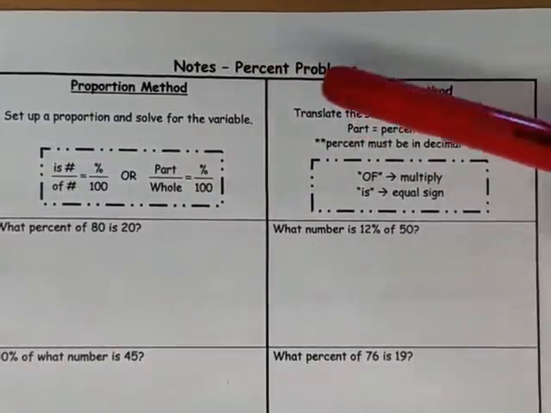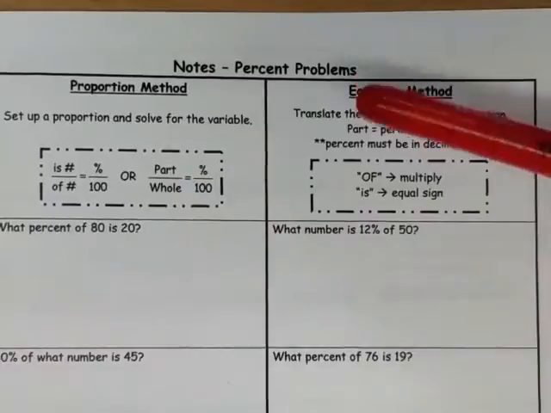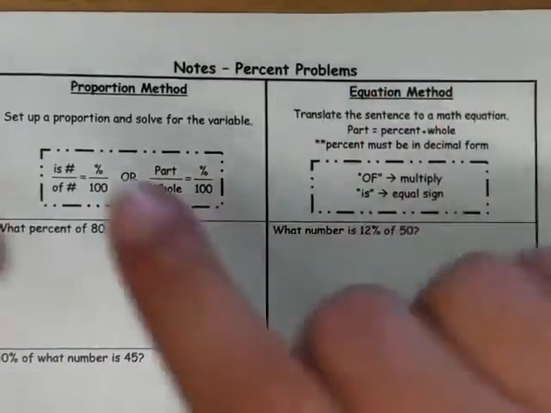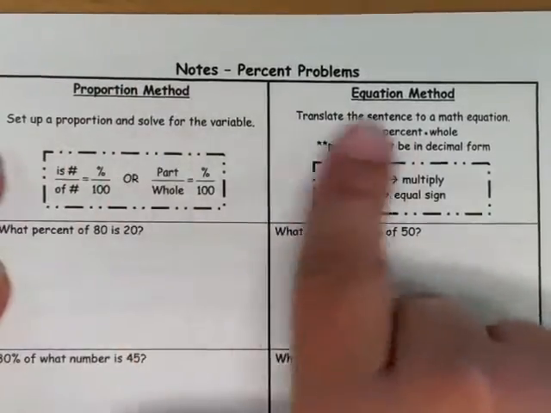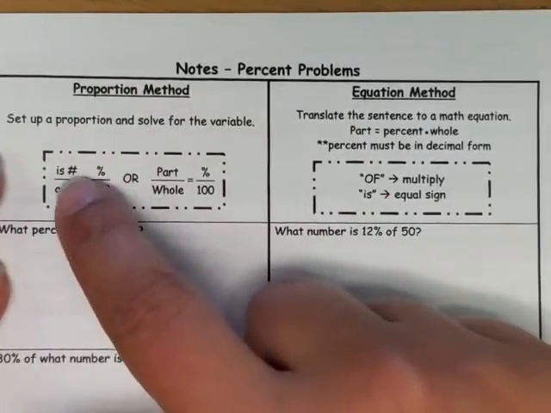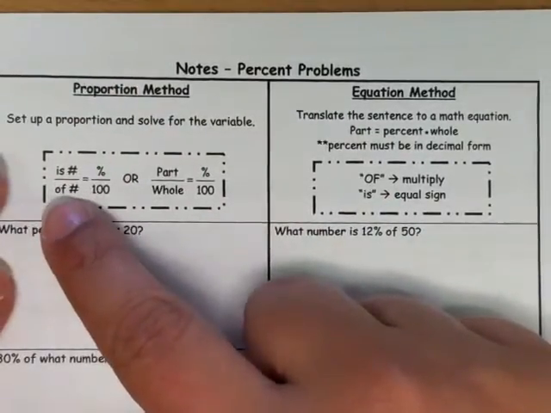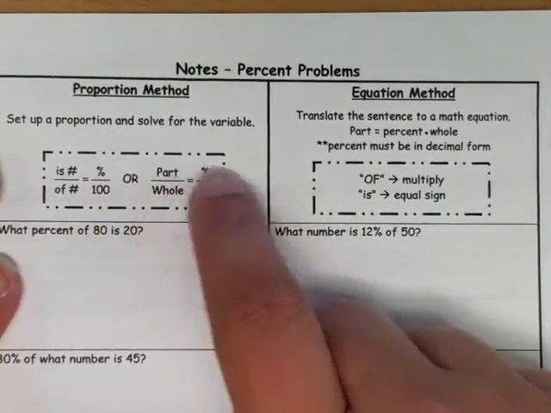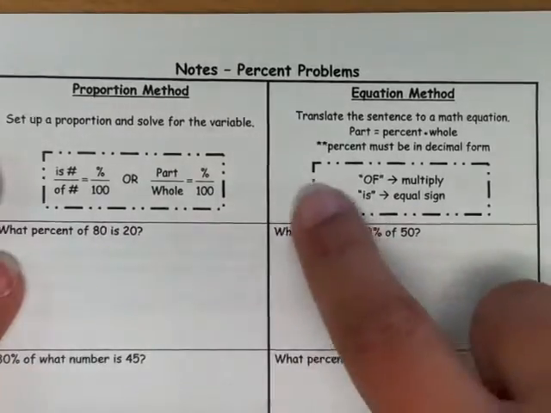The way that I think about percents is percent just means out of 100. So what we're trying to do is create a fraction where the denominator is 100. There are two ways you can do it. Set up a proportion: your is number over your of number is your percent over your 100, or your part over your whole is your percent over 100.